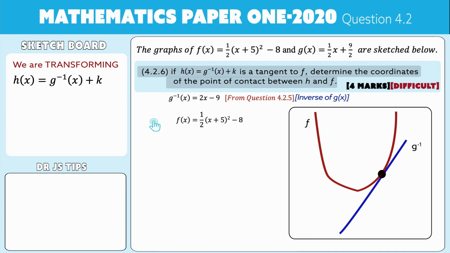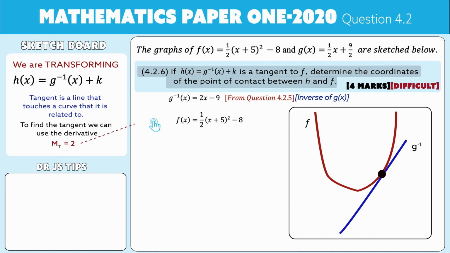So first of all, remember a tangent. A tangent is a line that touches whatever curve it's related to. To find a tangent, there's a way that is quite quick, and that's using the notion of our derivative. Well, what do we have? First of all, we have the gradient of that tangent. It's the gradient they're telling us. It's the gradient of the inverse function. But now look at this. Where the inverse function is, we have a plus k.